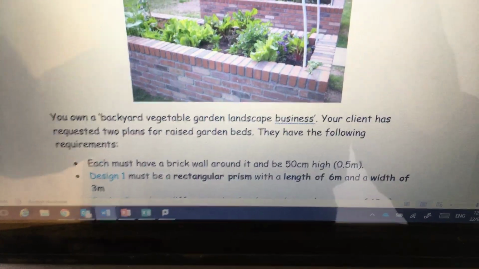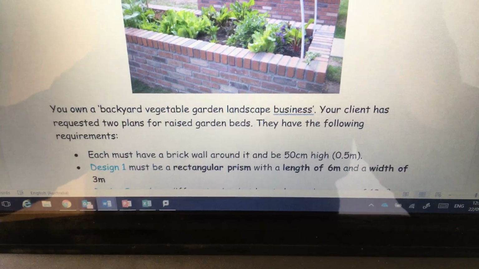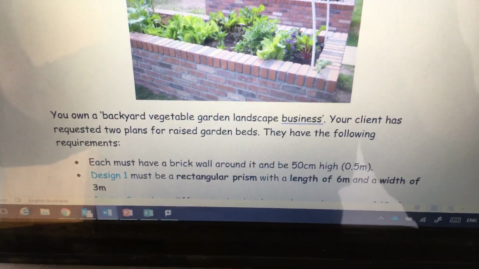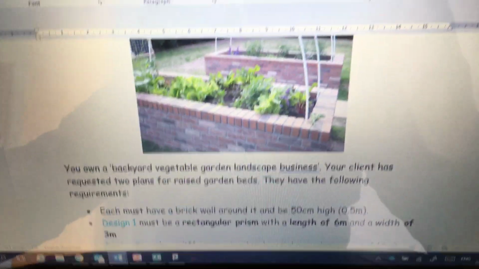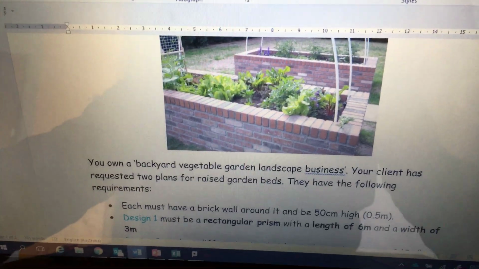This is our Year 7 assessment task called the Raised Vegetable Garden Design, which is going to look at perimeter, area and volume. You own a backyard vegetable garden landscape business and your client has requested 2 plans for raised garden beds. They have the following requirements. Each must have a brick wall around it and be 50 centimetres high. So it's a bit like what I've got in the pictures here.